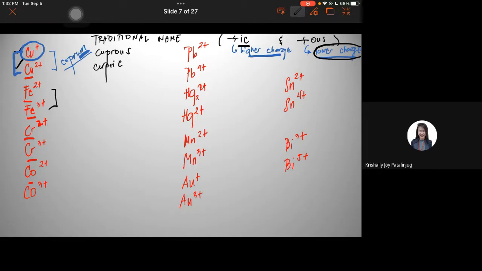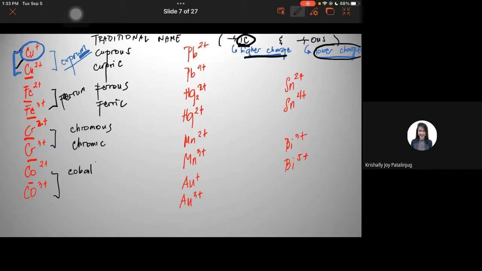Next, iron. Iron comes from the Latin word ferrum. So you know already which will become ferrous and which is ferric. So this will become ferrous and this one ferric. The -ic suffix is for the higher charge. Next, for chromium and cobalt, we simply use the names chromium and cobalt. So for chromium, it's chromous, and this one chromic. Then cobaltous, cobaltic.